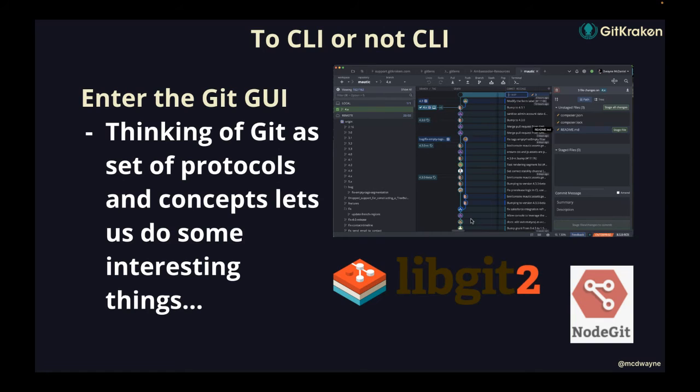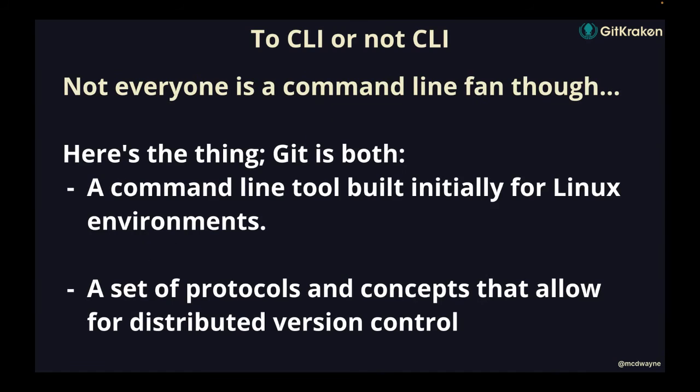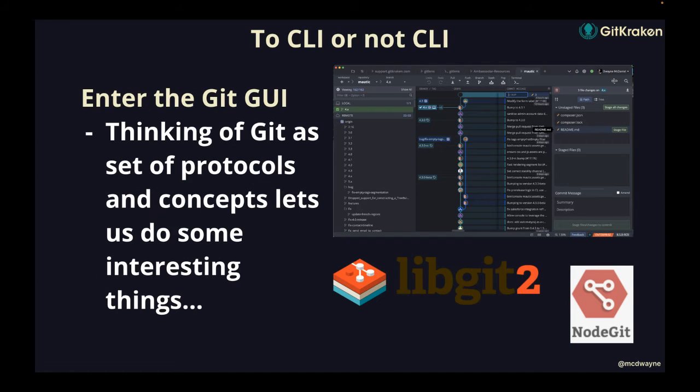Everything I've talked about up till now, I have assumed we're using the CLI. Not everybody's a fan of the CLI, though. Not everybody's a fan of getting on the command line. I totally get that. Here's the thing, though. Git, at the same time, is a command line tool built by Linus and Gitster for people using Linux and building the Linux kernel. It's also a set of protocols and agreements and concepts to allow distributed version control to happen.